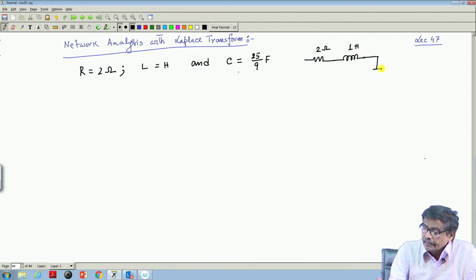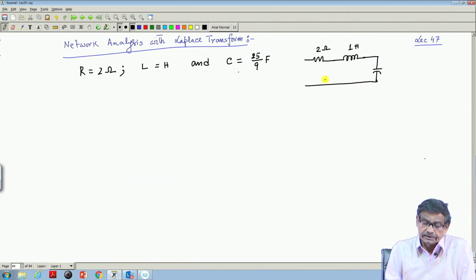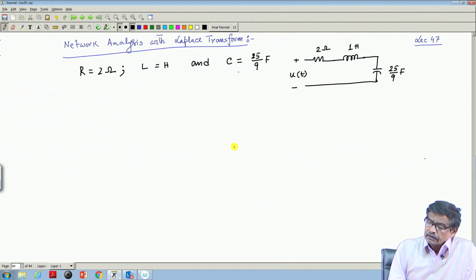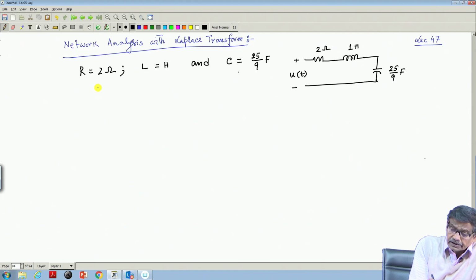a capacitor, a series RLC circuit. Let us apply this technique whatever we have learned, and this is C equal to 25 by 9 farad. And our plan is to find out what will be the response of the circuit if a unit step voltage is applied between these two. So, this circuit is in time domain and it is given that all initial conditions are relaxed.